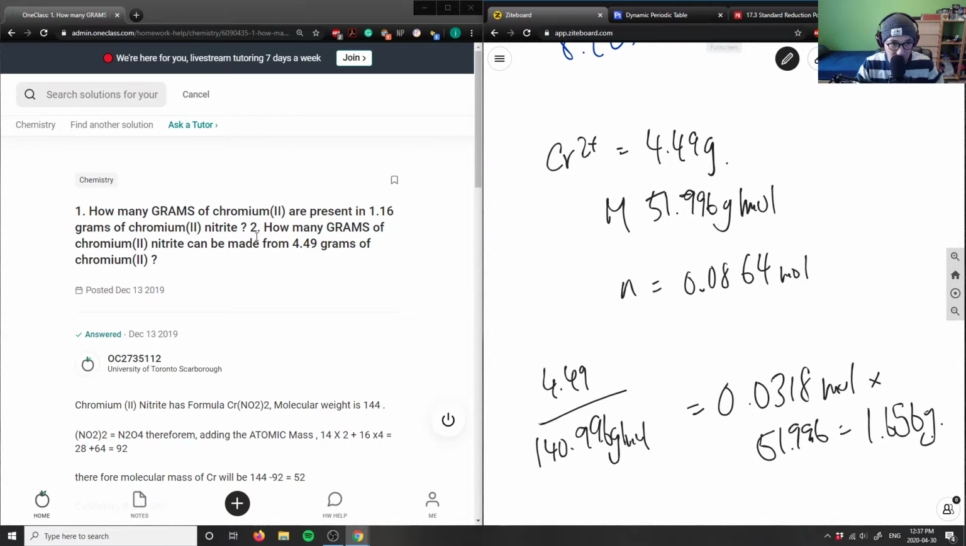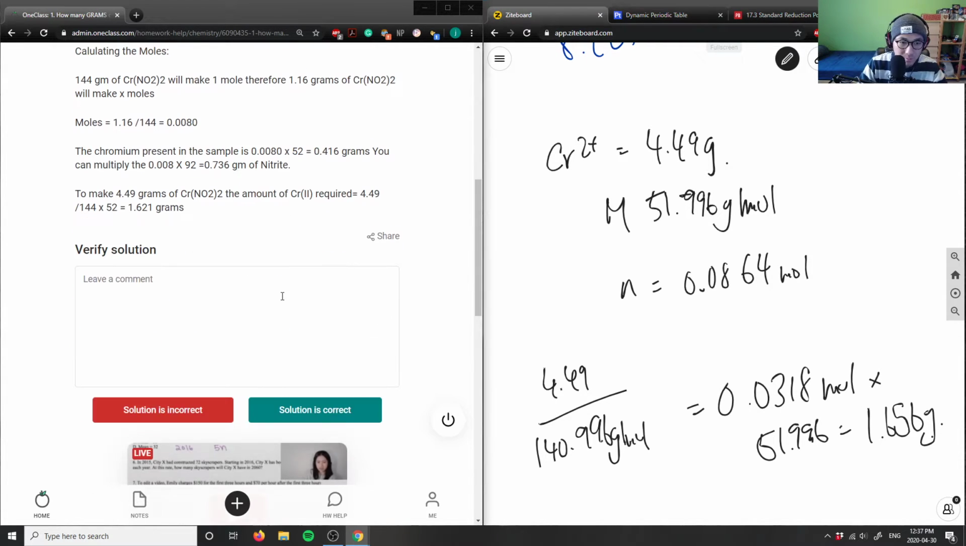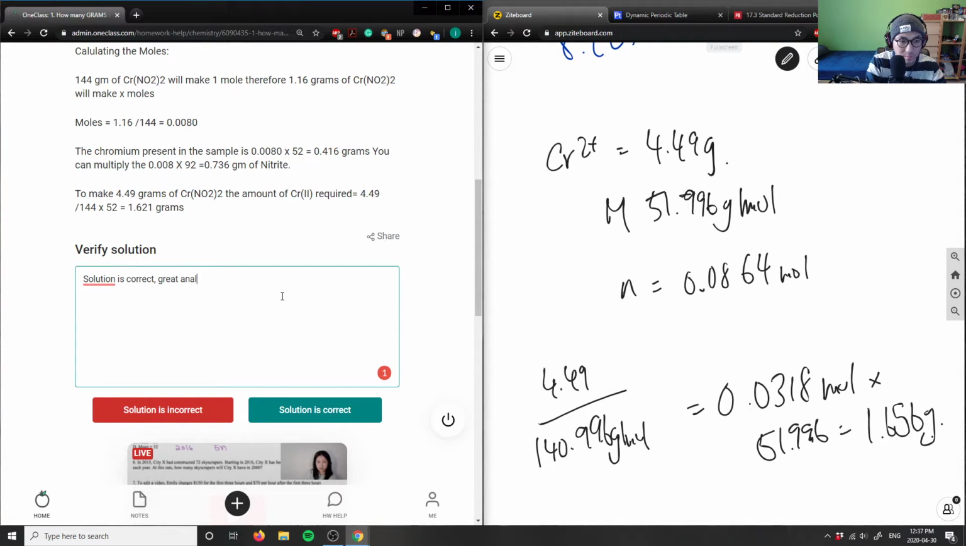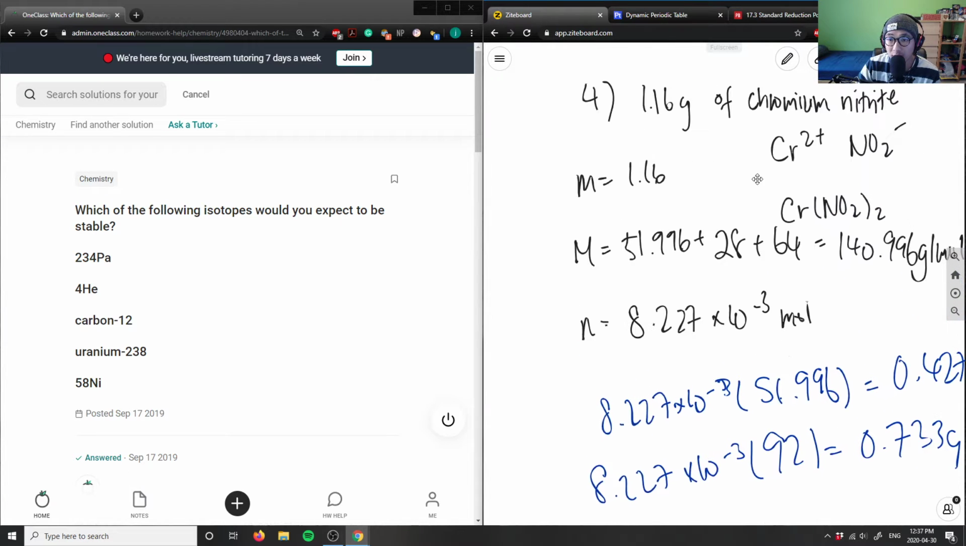So that means how many grams of chromium nitrate can be made from 4.49 grams of chromium? You can make 1.656 here. So the solution here is correct. The numbers are slightly off, but the logic is there. So the solution is correct. Great analysis here. I got slightly off numbers just because the molar mass was slightly different, so it's totally fine.